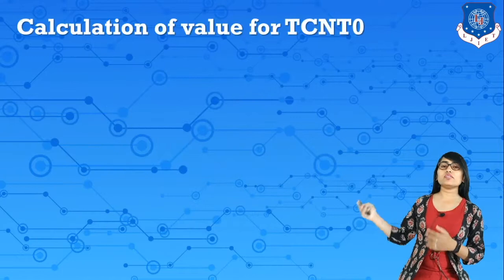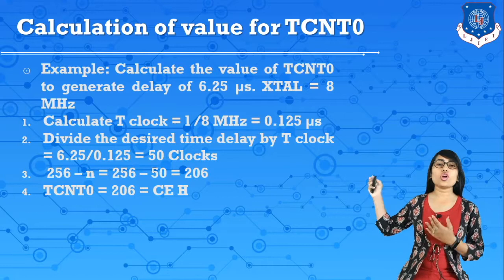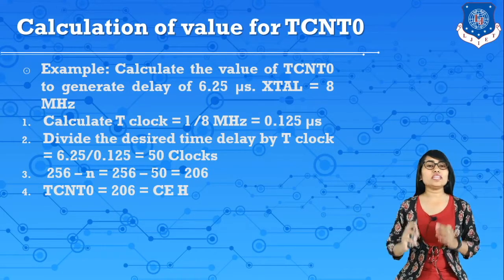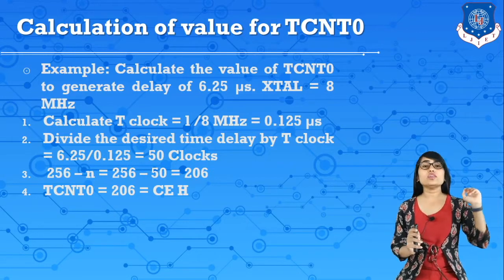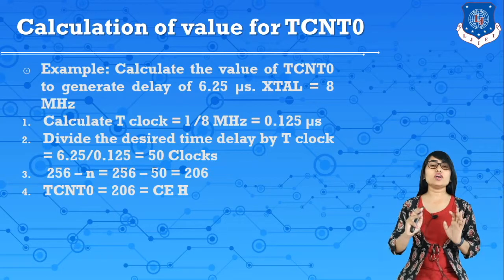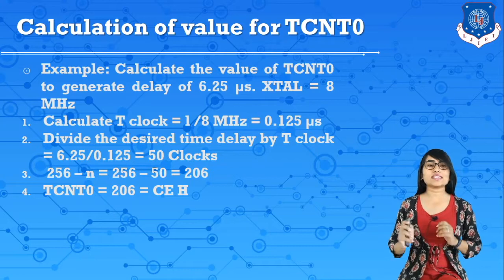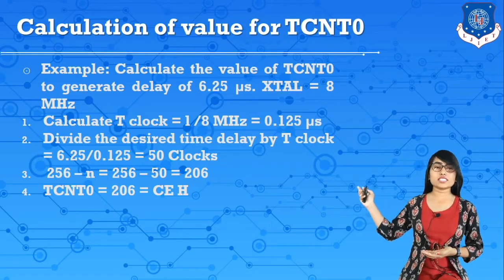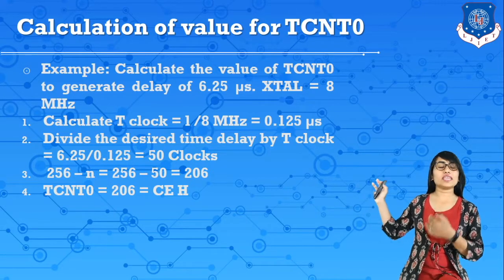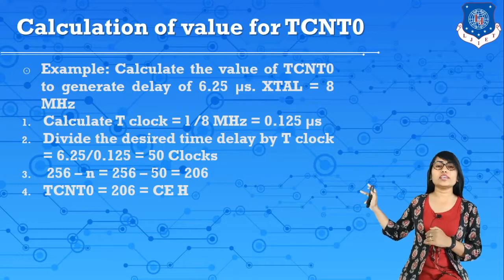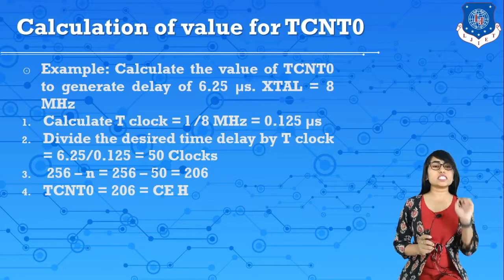Here we have one example of how we can calculate that value. Calculate the value of TCNT0 to generate a delay of 6.25 microseconds. The clock frequency is 8 megahertz. So calculate first the T clock time duration by calculating 1 upon F. Here F is 8 megahertz, so 1 upon 8 megahertz gives 0.125 microseconds. This is how we can calculate T clock.